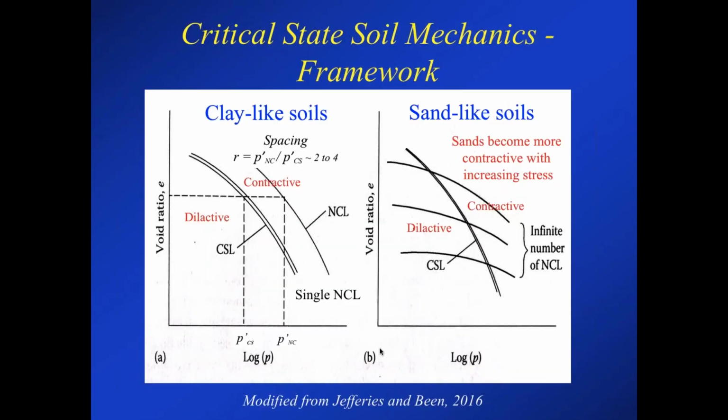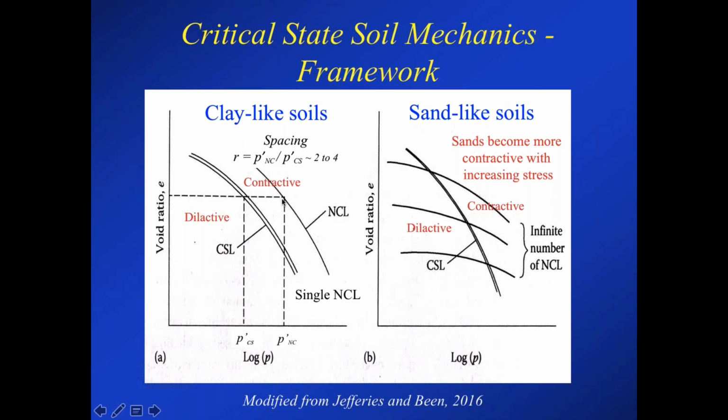Now let's have a look at a little bit of framework. We wanted to determine critical state parameters, so a little bit of background on the framework. We know that for clay-like soils, clays generally have a single normal consolidation line. So you've got this line in terms of void ratio against log of mean normal stress, and you've got this critical state line. For normally consolidated clays, they're on the contractive or the wet side of critical state. So if you were to shear them undrained, they would have a buildup of positive pore pressure as they move towards critical state, so the effective stress would drop.